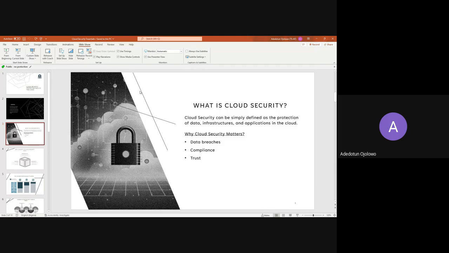I'm sure some of us should remember Uber's breach, which happened, I think, in 2022. We have some other significant data breaches that have happened, like Capital One, and there are so many. It's a long list, and it really creates a very big alarm, and it's essential for us to secure the cloud. Another reason is compliance.